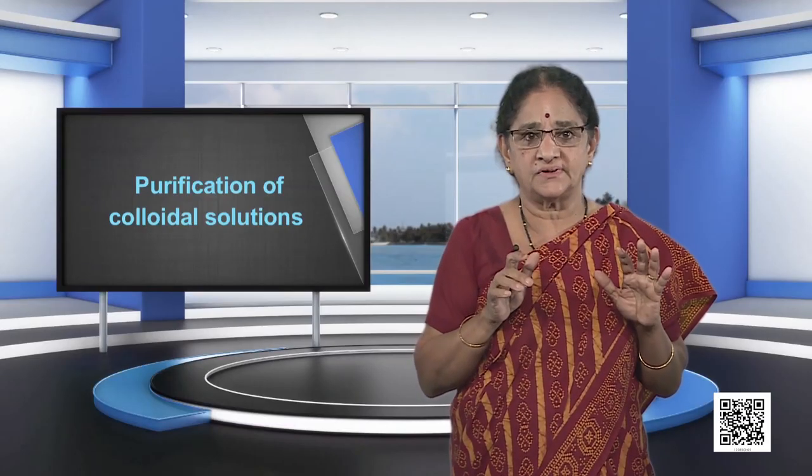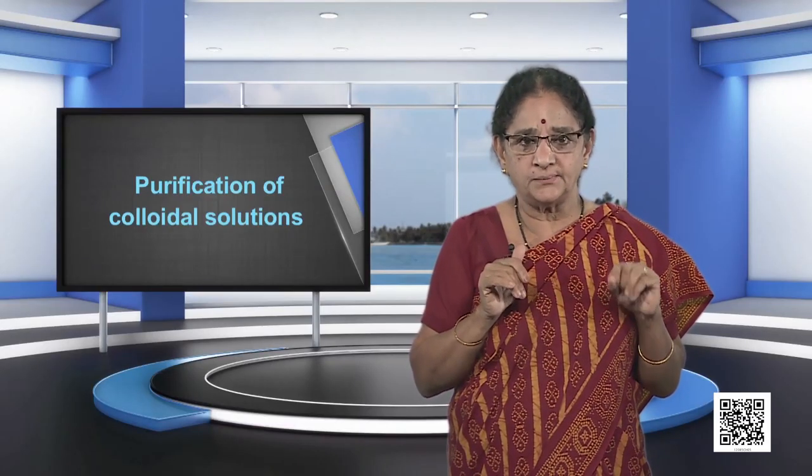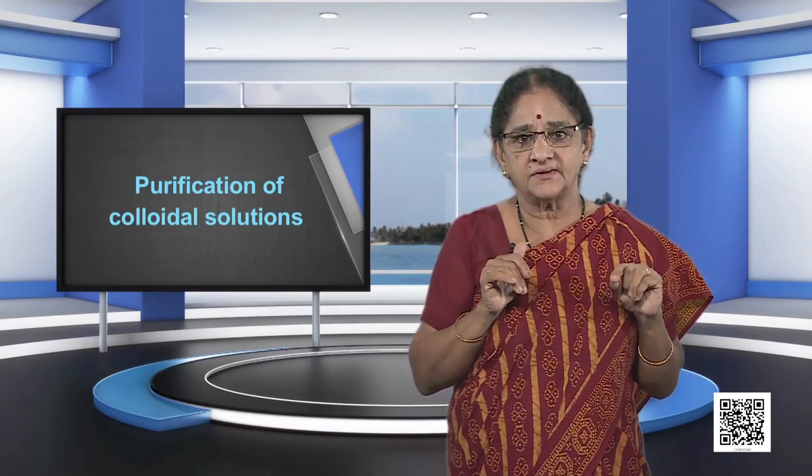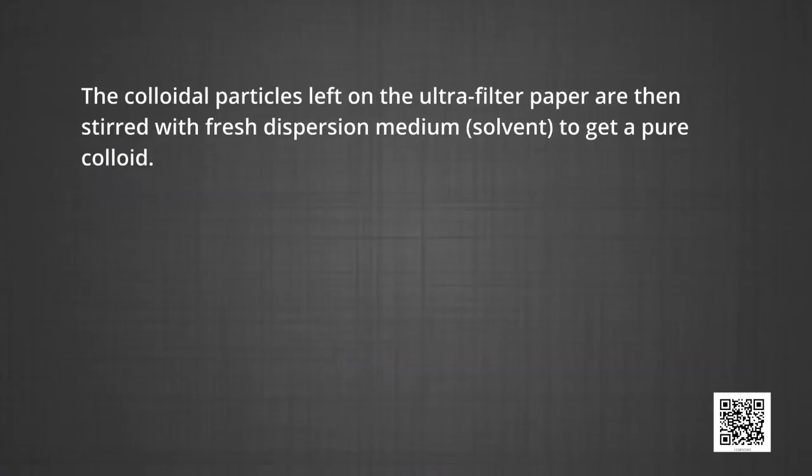Ultrafiltration is a slow process. To speed up this process, pressure or suction is applied and the colloidal particles left on the ultrafilter paper are then stirred with fresh dispersion medium, that is the solvent, to get a pure colloid.